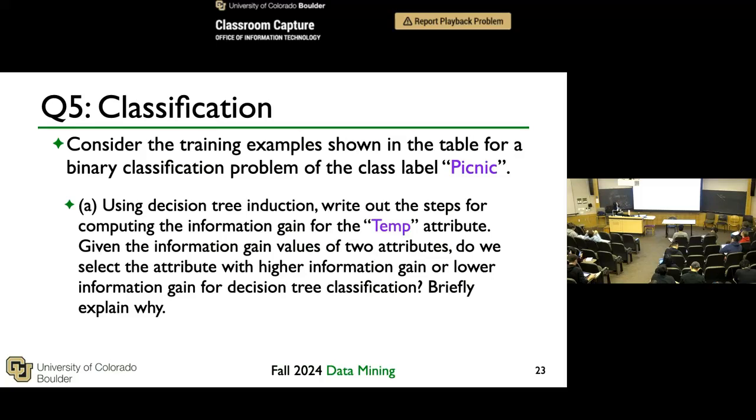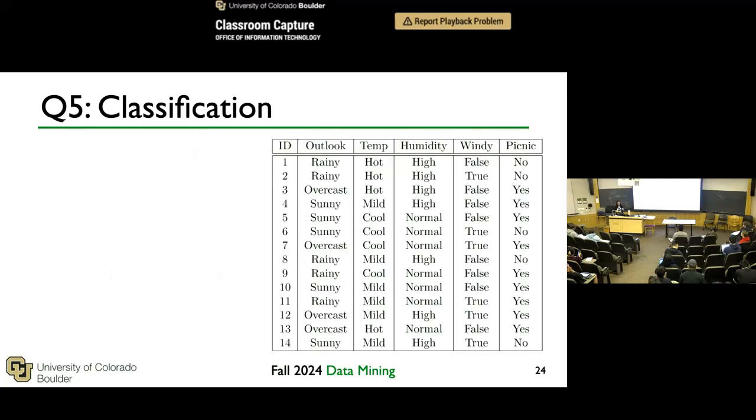Also, we're asking this question: given the information gain value of two attributes, do we select the attribute with a higher information gain or lower information gain? Briefly explain why. Okay, so this is all about decision tree, how you do it, but also the reasoning, okay?